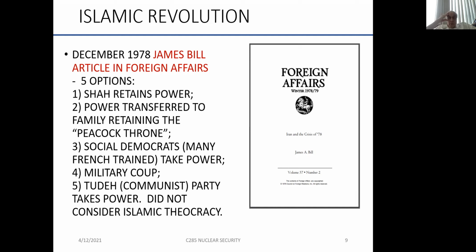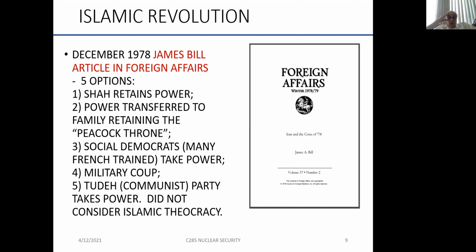One was that the Shah would basically rebuff the opposition and stay in power, which Bill thought was now low probability. A second was that the Shah would transfer his family power to other members of the family, so retaining the so-called peacock throne. His wife in particular and his son were thought possible successors to the Shah. This Bill thought was more likely. The third option was the Social Democrats, many of the French-trained political figures who were in the parliament in Iran, that they might take power. A fourth would be that there would be a military coup against the Shah, and the Iranian military would seize power. And the fifth would be that the Tudeh party, which is the Communist Party of Iran, with perhaps Soviet help, would take power.